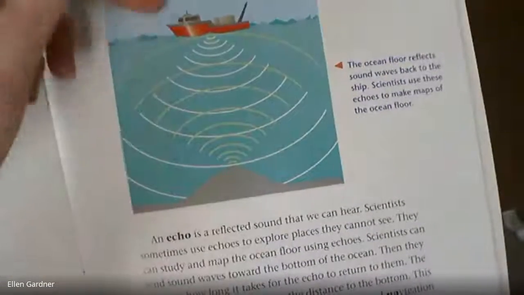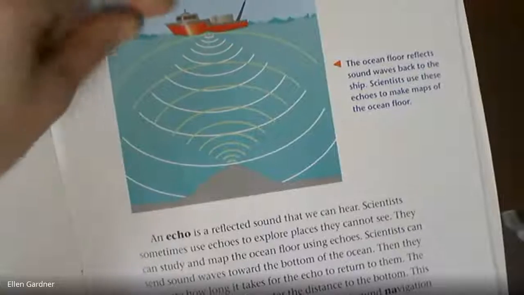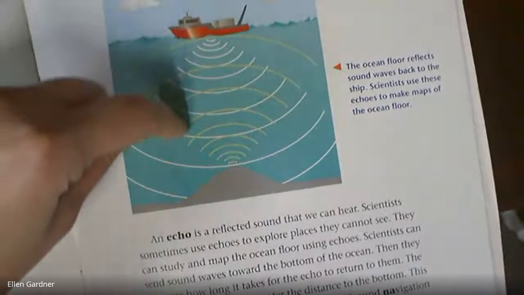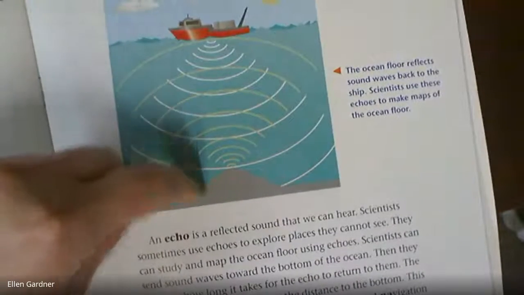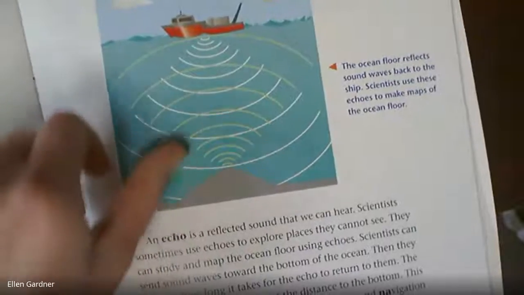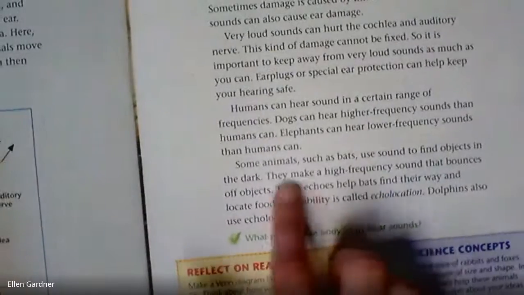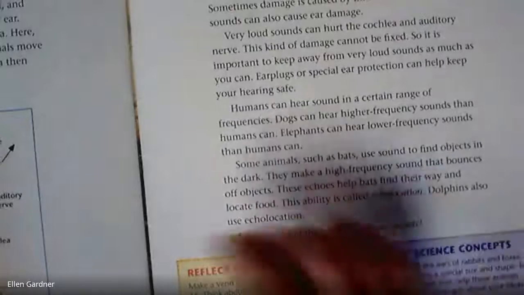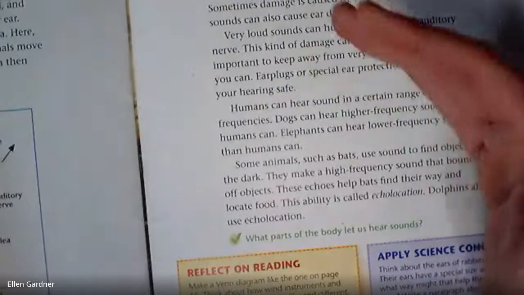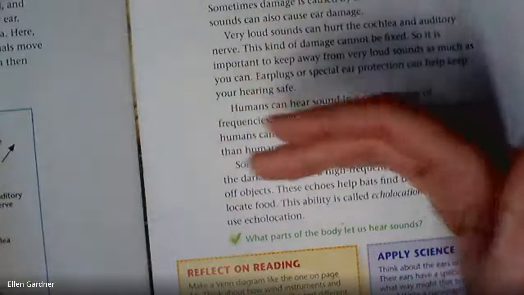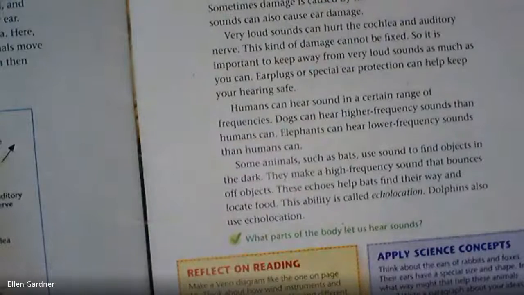There was that echolocation, as you might send sound waves down to see how far or how deep the water is, for example. And depending on how long it takes to come back, that's how far away it is. So bats have something very similar. They make a high frequency sound that bounces off objects. And these echoes actually help bats find their way and locate food. This ability is called echolocation.